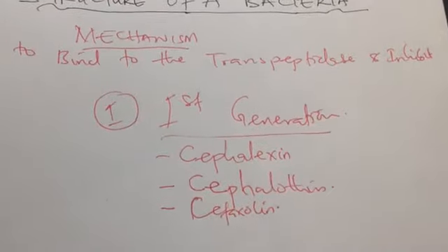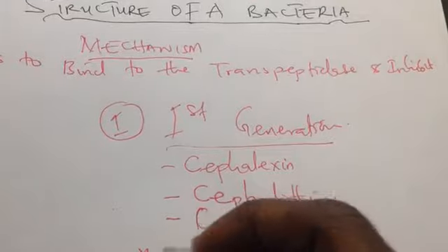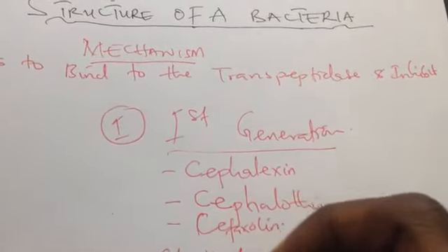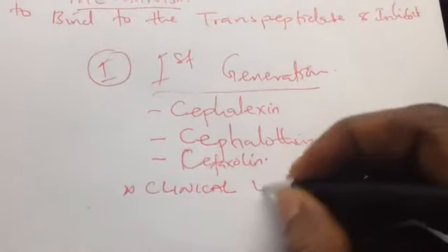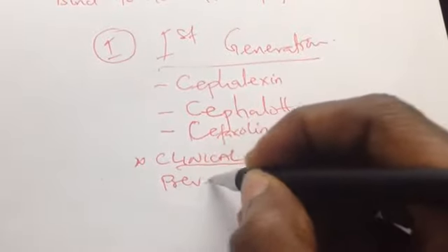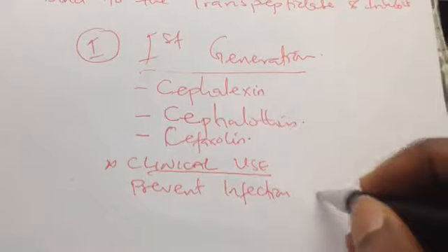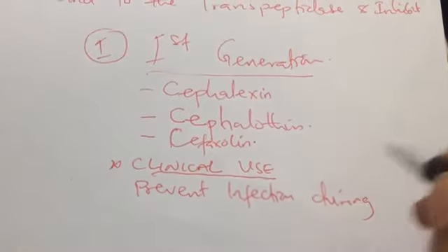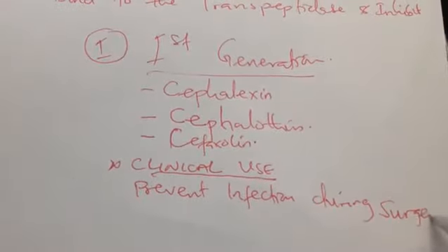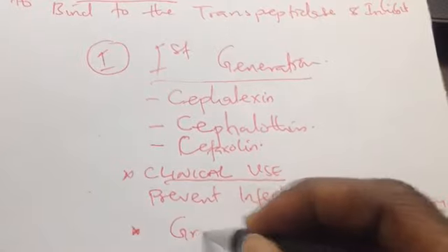So what is the job of the first generation cephalosporin? The most important clinical use is that they are used to prevent infection during surgery. And they are also used against some bacteria like gram-positive cocci.